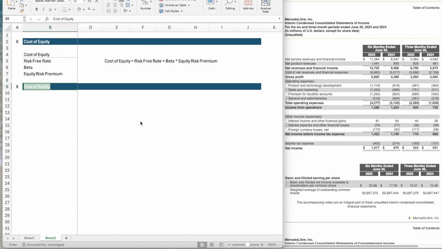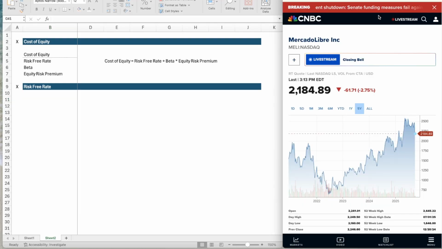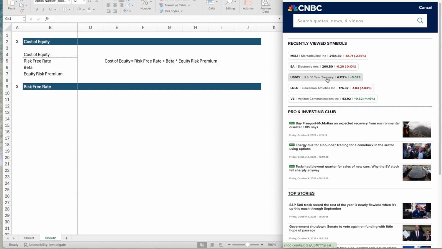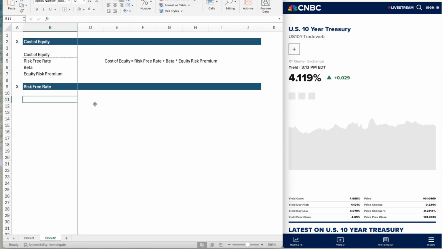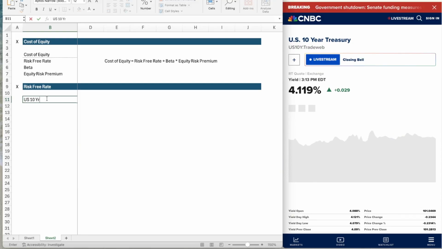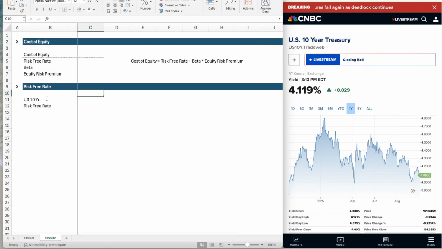The first one we do is the risk-free rate, and this is always the easiest because it is the US 10-year, where is it? 4.119%. We put US 10-year risk-free rate. And that is 4.119%, equals there. So there we have it.